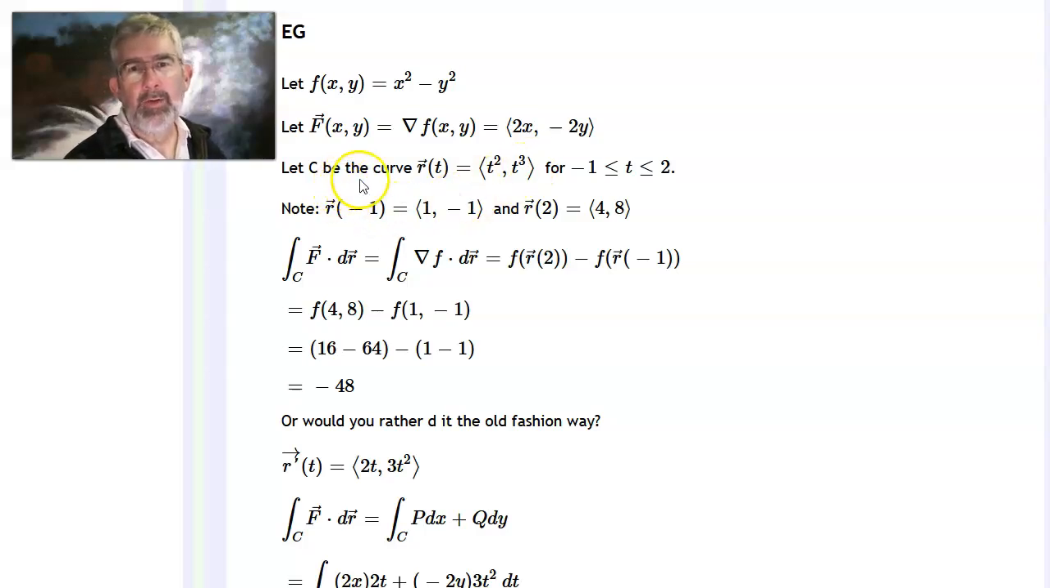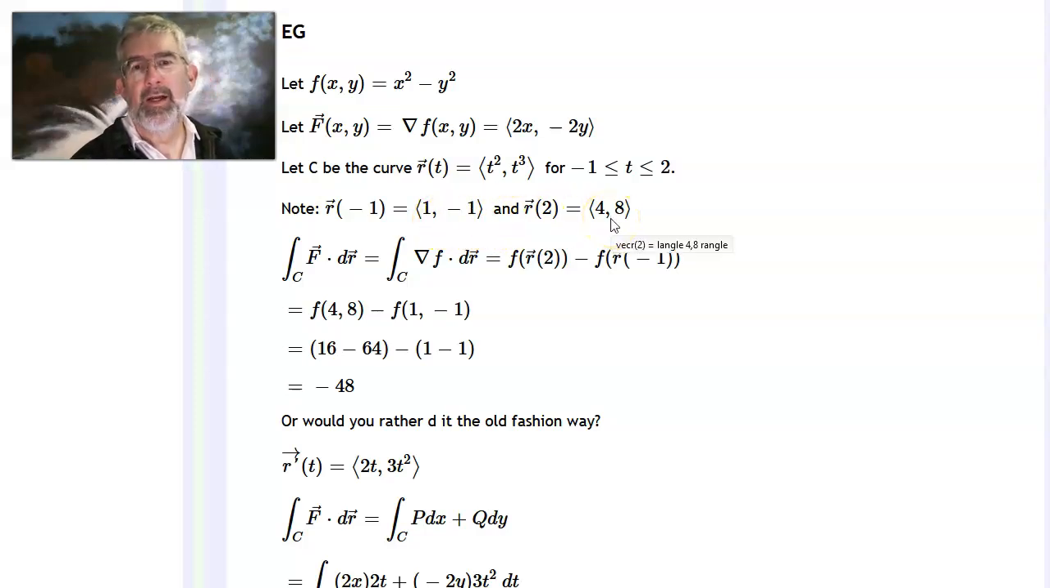And I'm going to just pick a random curve here. The curve is r of t equals t squared comma t cubed, and I'm going to let t run from -1 to 2. Note that r of -1, plugging in -1 for t, gives 1 and -1. If I plug in a 2, that's 2 squared and 2 cubed, so 4 and 8. So this curve is starting at the point 1, -1, and it's ending at the point 4, 8.